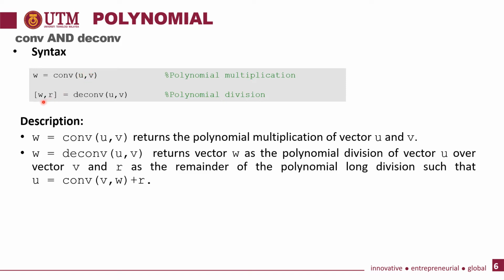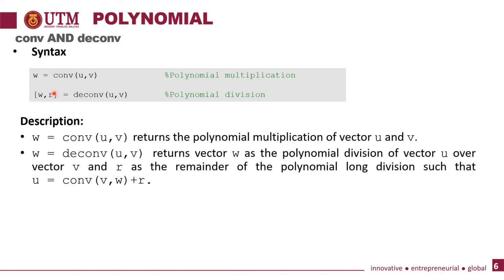Okay, so next is the division. [w, r] equals deconv(u, v). So if you wanted to divide the expression u by v, you will get the outputs w and r. w is the polynomial division of vector u over vector v, and r is the remainder. Later on I will show you some examples for multiplication and division.